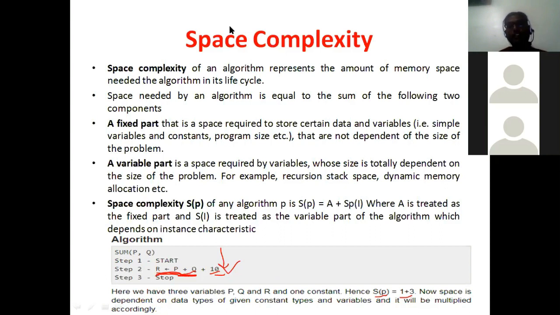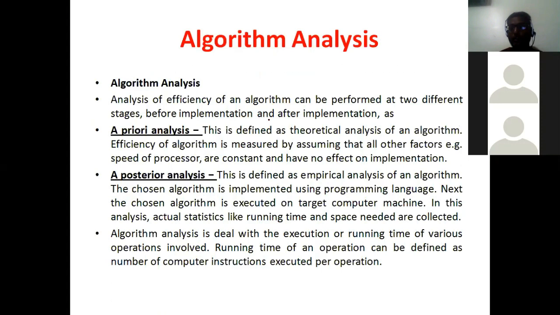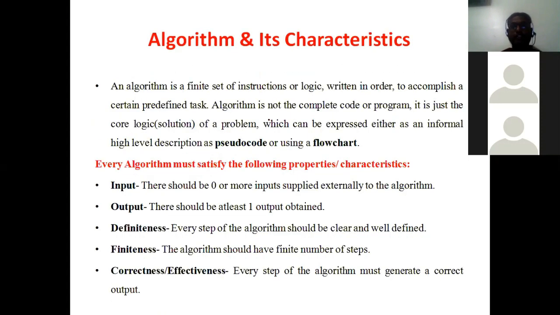Time complexity is nothing but the amount of time required to execute that particular program. And the space complexity is nothing but the amount of space required to store that particular program in the memory. So I hope everybody is clear with the time complexity, space complexity, after that analysis of algorithm, that is a priori and posteriori analysis, and after that we have already seen algorithm and its characteristics. Hope everybody is clear with this point.